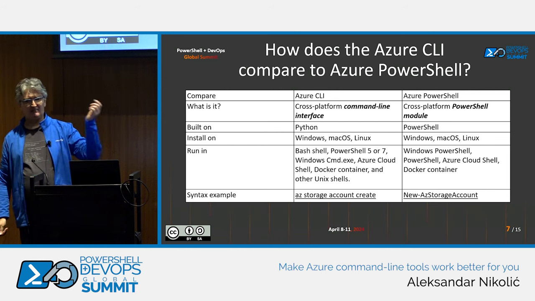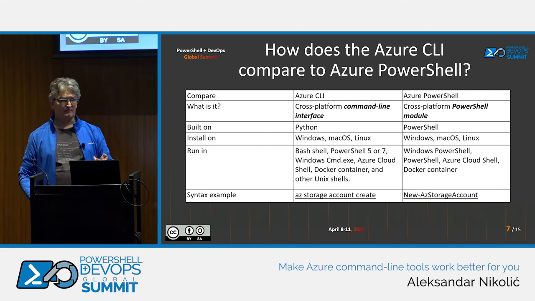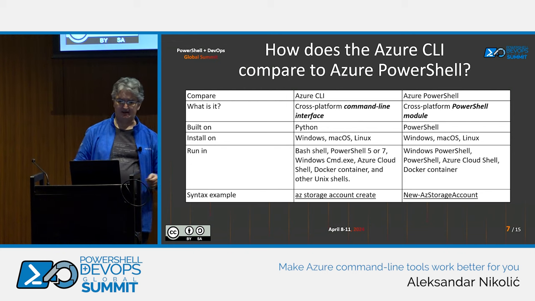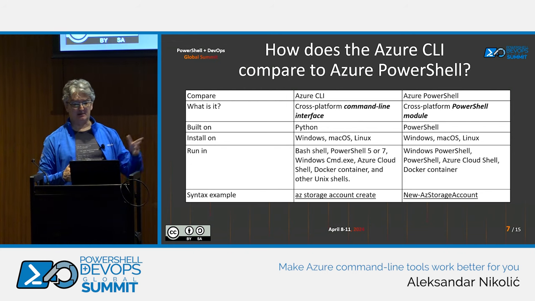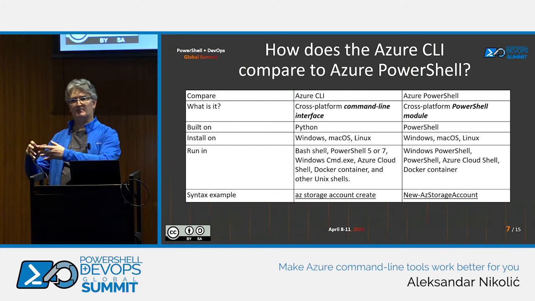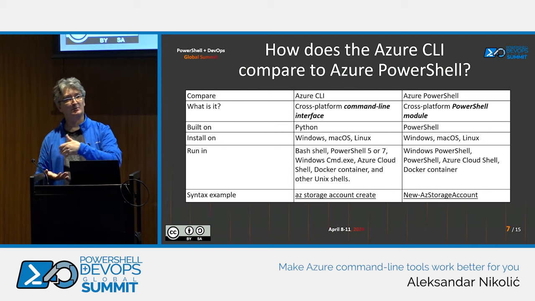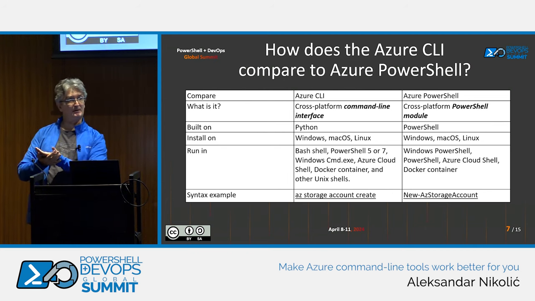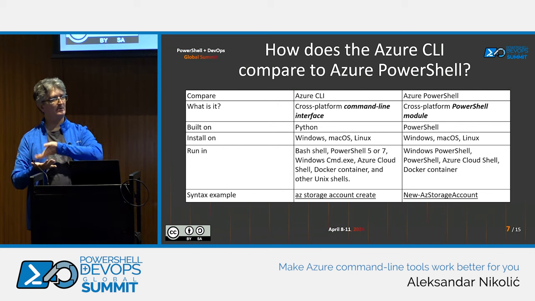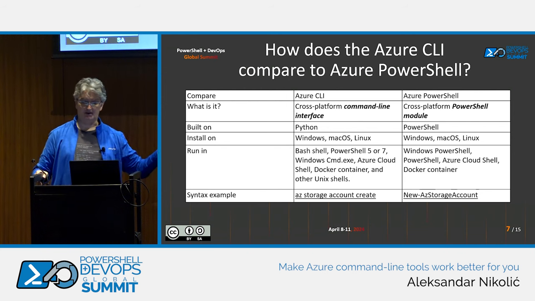So how does Azure CLI compare to Azure PowerShell? They're both cross-platform tools, but the Azure CLI is a cross-platform command line interface, whereas Azure PowerShell is a PowerShell module, which means that it works only in a PowerShell shell. It needs PowerShell as a dependency, right? So it can work on it. The Azure CLI can work in other shells as well.